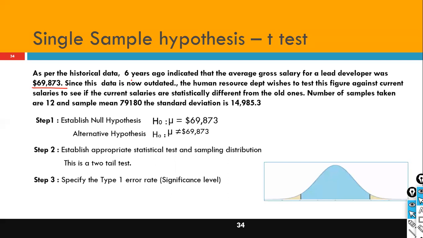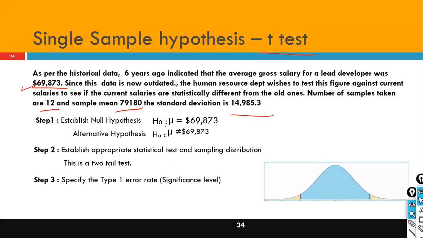The number of samples taken is 12, the sample mean was 79,000, and the sample standard deviation was given here. Only then can you do the t-test. The population mean was given here, but the population standard deviation is not there. Hence, obviously, you need to do the t-test.